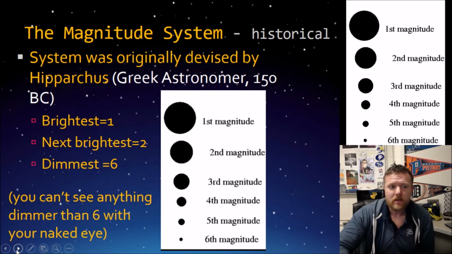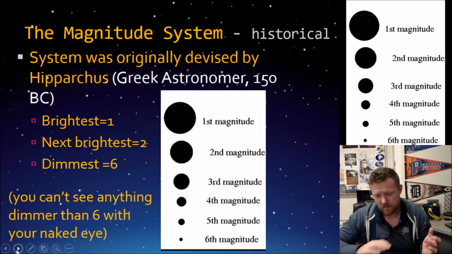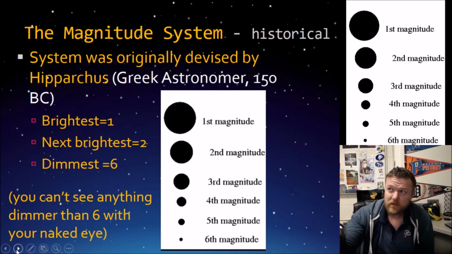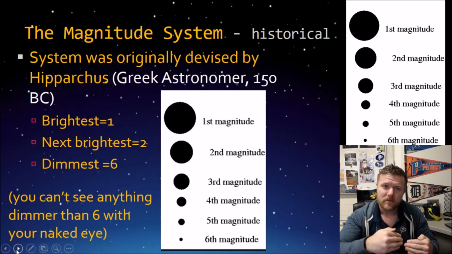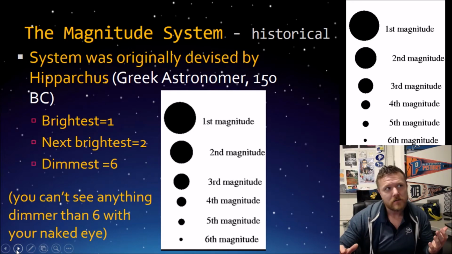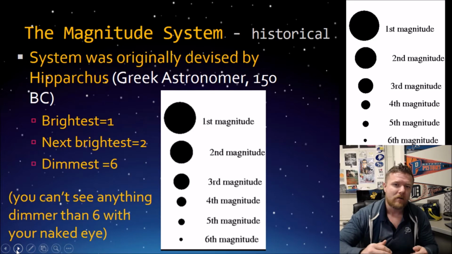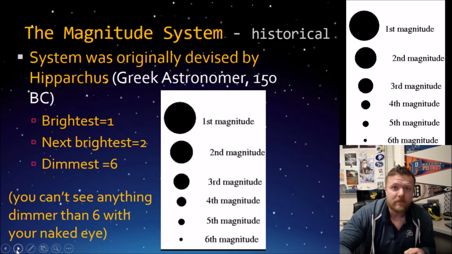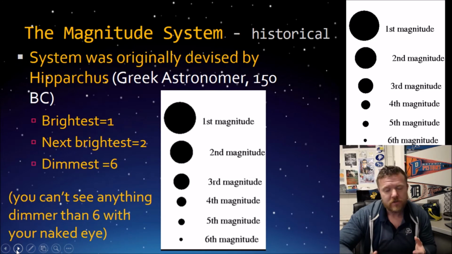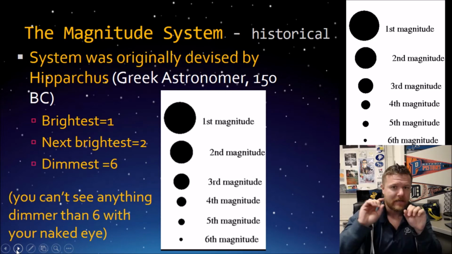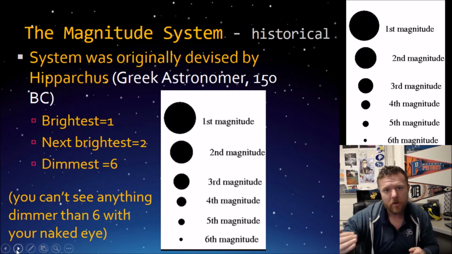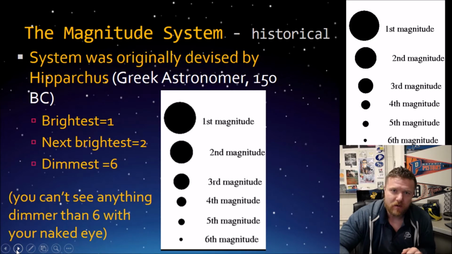All right. Historically, it was devised by Hipparchus, ancient Greek astronomer, who looked in the sky and said, that star right there is the brightest star that I see, that gets first place. And then the other stars that were not quite as bright got second place. And then the third stars got third place. And he went all the way down to the dimmest stars that he could see, and they got 6th place. Originally, the brightest stars had 1, and the dimmest stars had 6, which means the lower the number, the brighter the star. The higher the number, the dimmer the star.